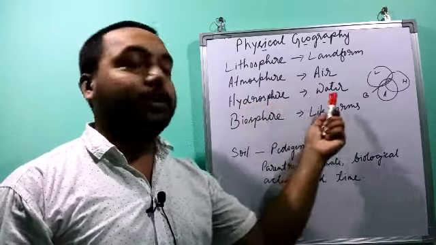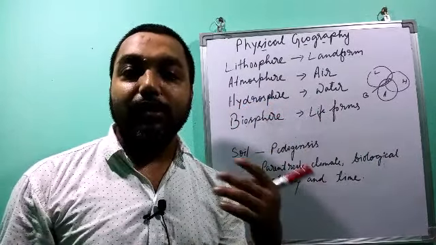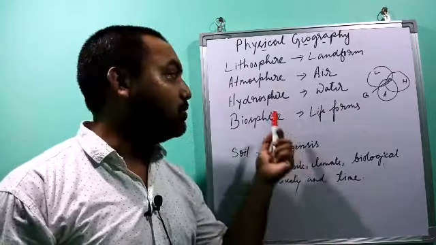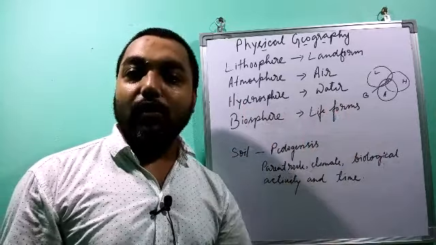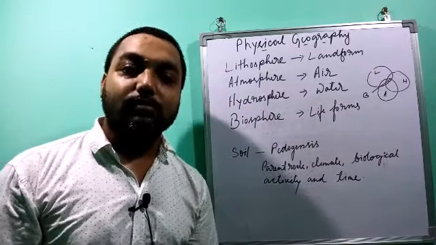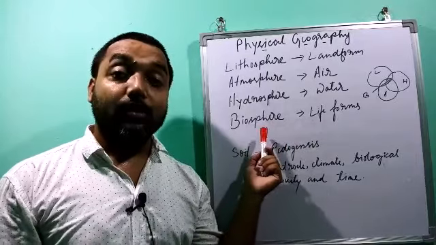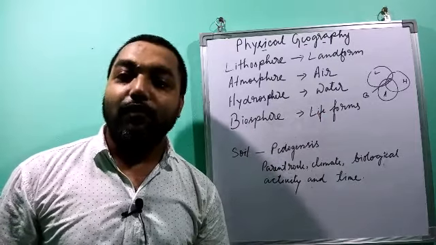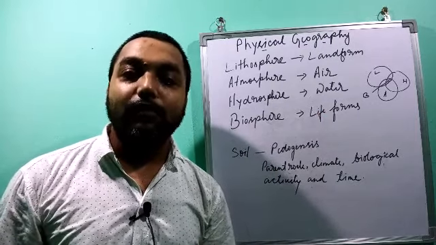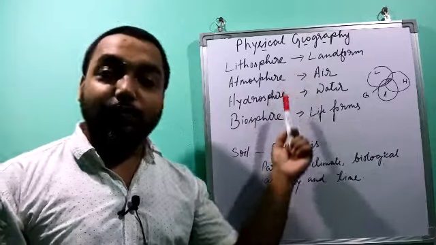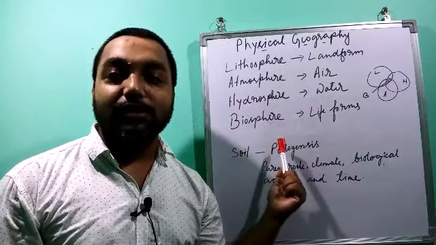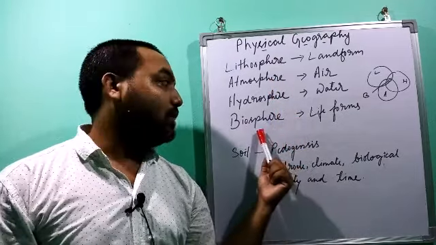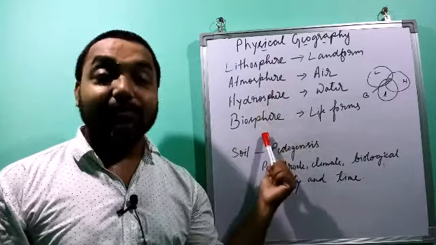Then next is the hydrosphere, the watery part of the earth. It may be river, lake, pond, ocean, sea, everything. Studying the watery part of the earth is called hydrosphere. Then the biosphere, the study of the life forms on the earth. So the study of all these 4 spheres of the earth where life exists is done in physical geography.